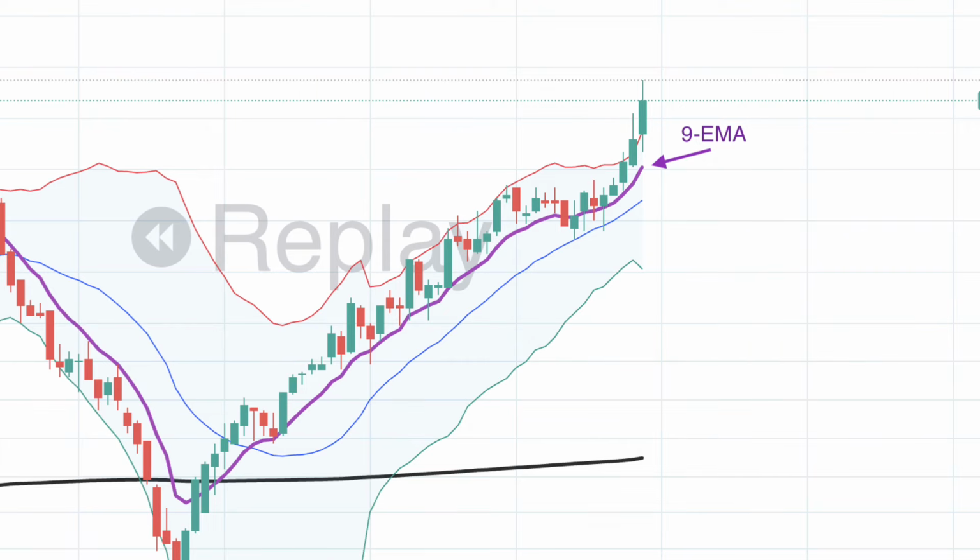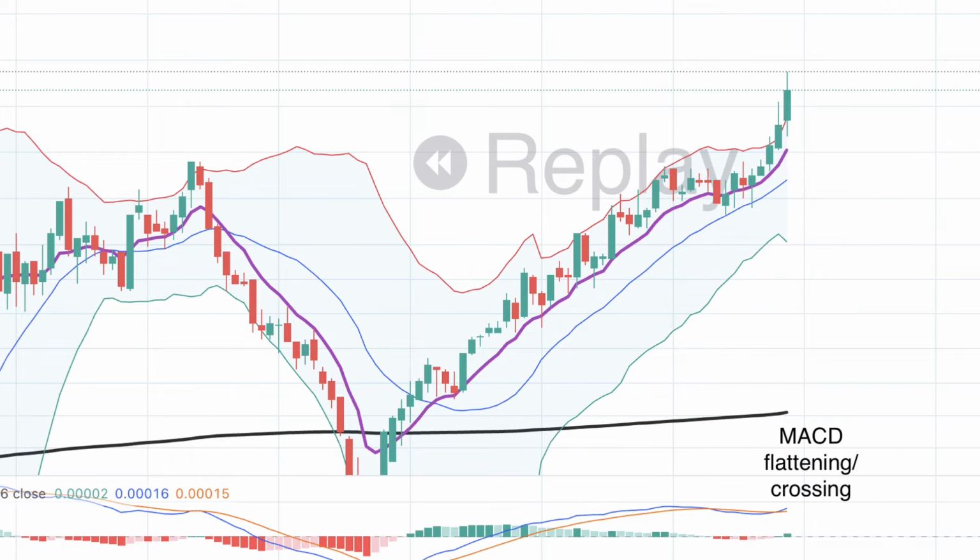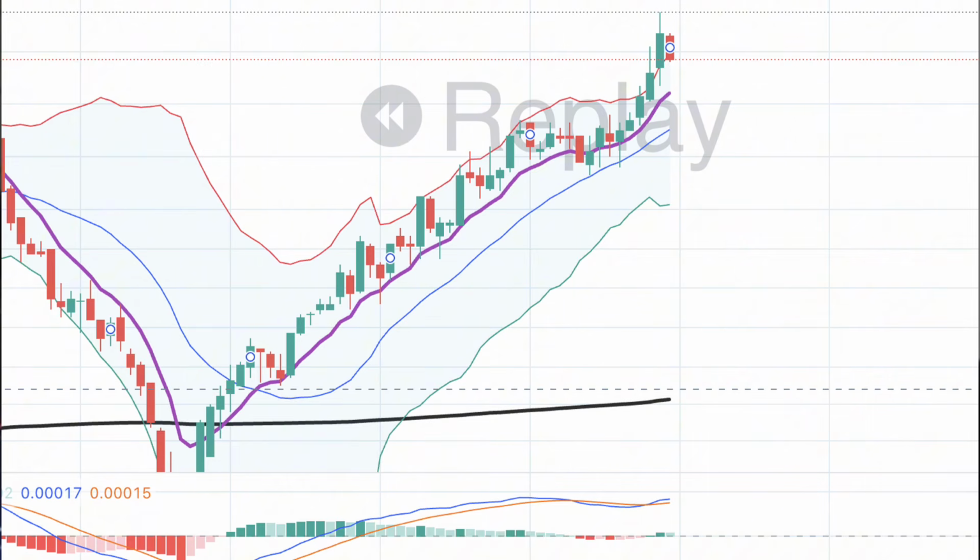Next, you're going to check out the MACD. And as you see, it's just starting to roll over. The blue line is flattening and curling back downward towards the orange signal line. That's our third signal. And finally, you get the rejection. The next candle fails to hold the high and breaks down.